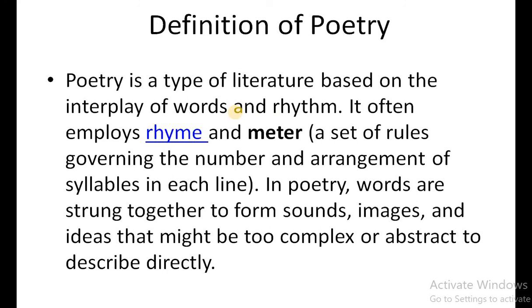Meter is called length, and rhyme is that musical effect, a set of rules governing the number and arrangement of syllables in each line. How the words are arranged determines its meter and the rhyme as well. In poetry, words are strung together to form sounds, images, and ideas that might be too complex or abstract to describe directly. So it happens that, concisely, in few words you convey a big thought. That is one of the characteristics of poetry.